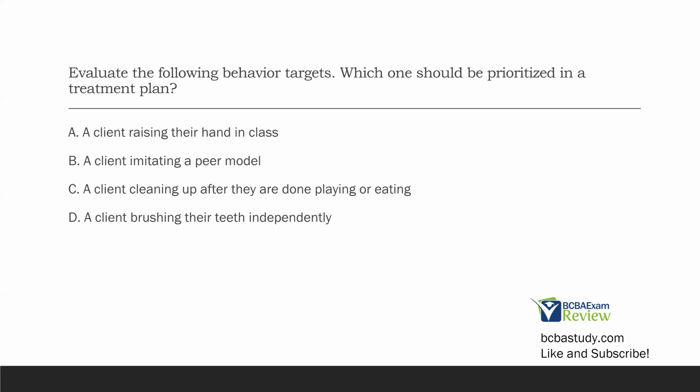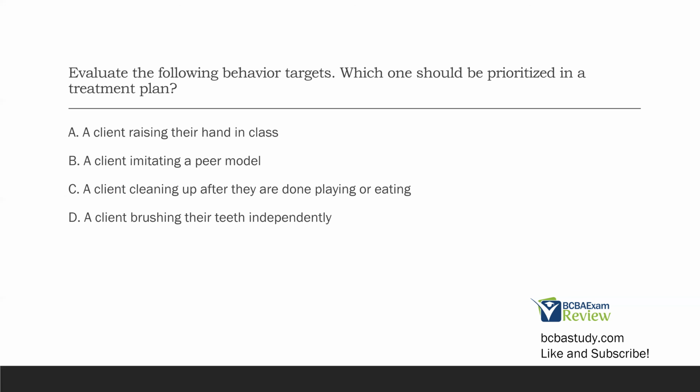Think about if we can teach imitation, the client can now watch other kids raise their hands and start doing it. They can watch other kids clean up and start doing it. Imitation opens up the world, right? It allows the client to not only modify other behaviors, it leads to contacting more reinforcement. Imitating a peer model, imitation in general, is going to have a much larger effect than A, C, or D.